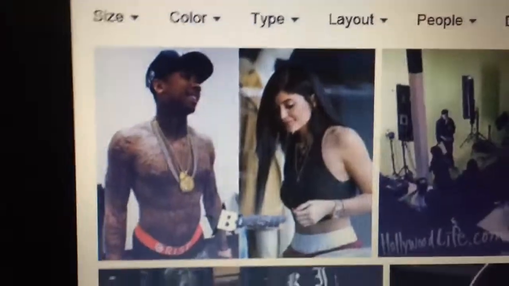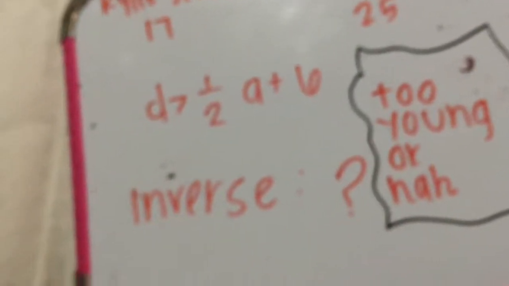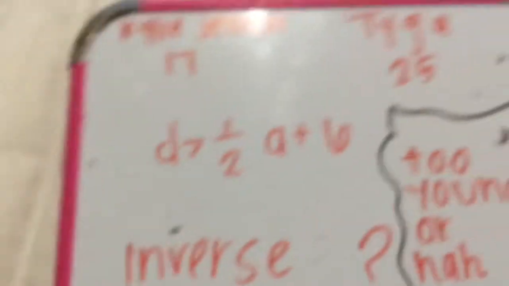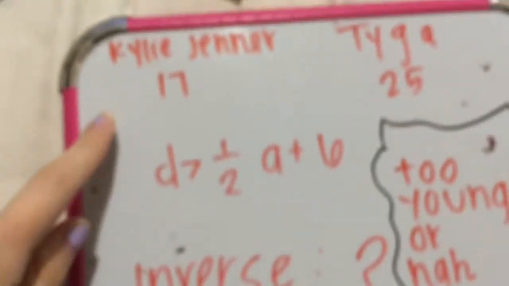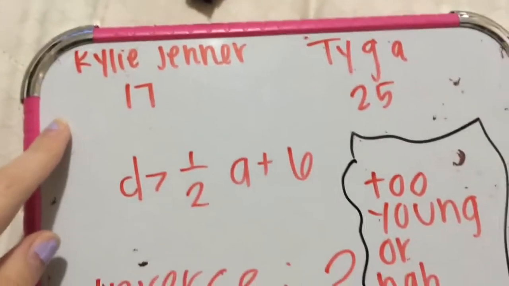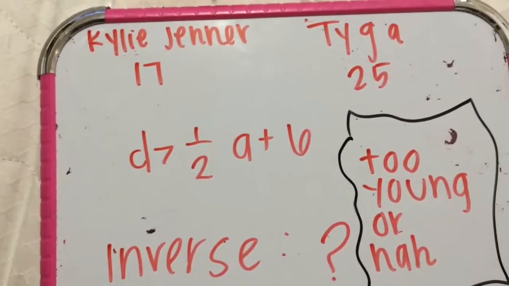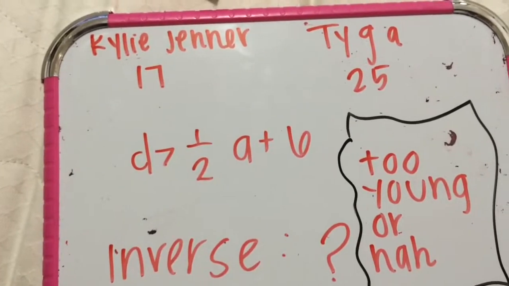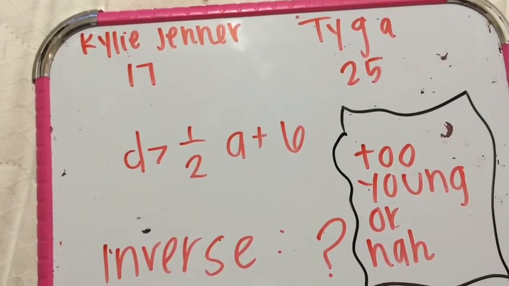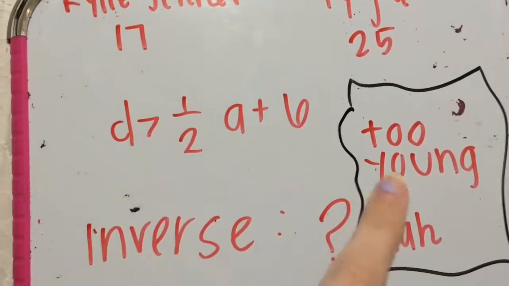Kylie Jenner and Tyga. Okay, those are 2 celebrities for the day. So Kylie Jenner is 17 and Tyga is 25. And we want to know if they are in the category of love. So, too young or not?